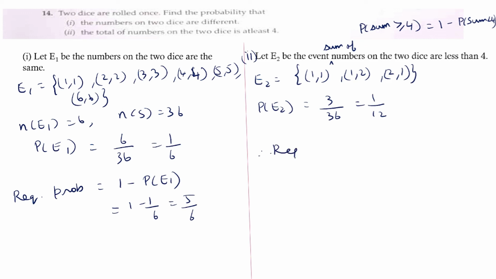Therefore, the required probability is 1 minus 1 by 12, which is 11 by 12. So the probability that the total of numbers on the 2 dice is at least 4 is 11 by 12.